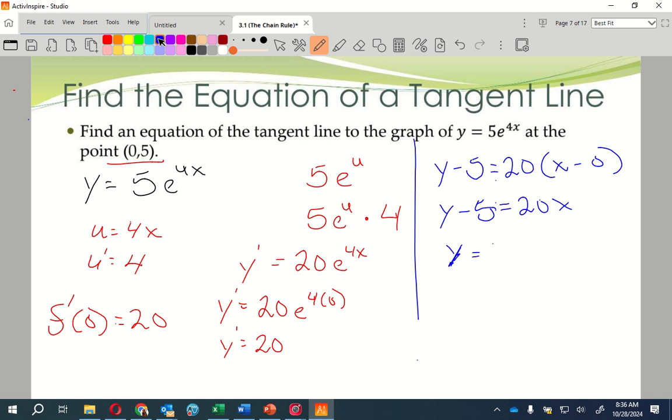Equals 20x. And this right here is my tangent. There's my tangent line.